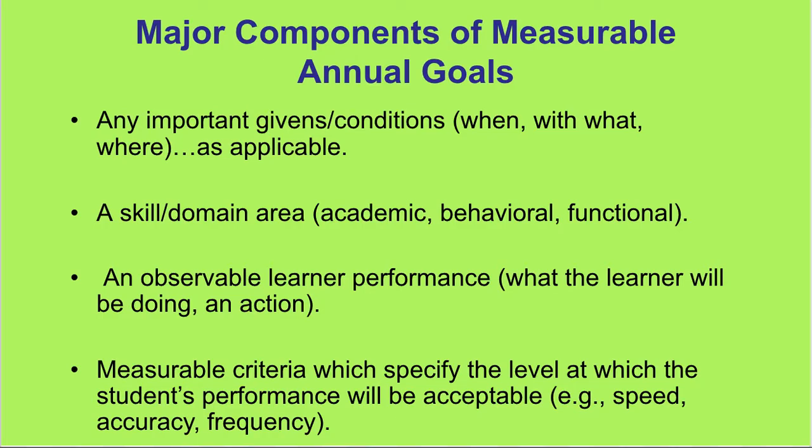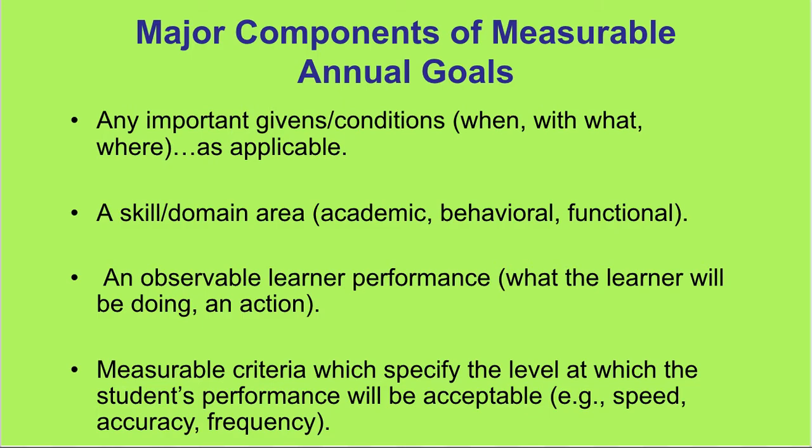Some of the major components of these goals means we've got to give any important givens or considerations: the when, with, what, where as applicable, what skill or domain area, whether it's academic, behavioral, or functional, an observable learner performance. That means what's the learner going to be doing? What's the action that we're observing? And the measurable criteria which specify the level at which the student's performance will be acceptable.